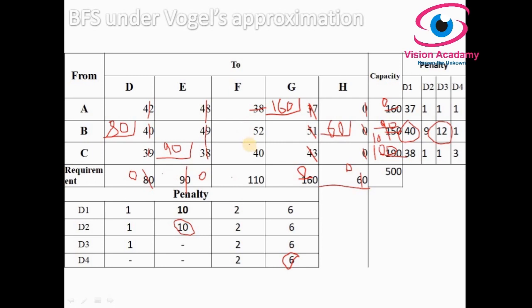Let's select the least value in the two cells, 52 and 40. 40 is the least. Now compare requirement and capacity. Capacity is 100, requirement is 110. Capacity is lesser than requirement, so I will assign 100 capacity to this. So the remainder is 10 again.